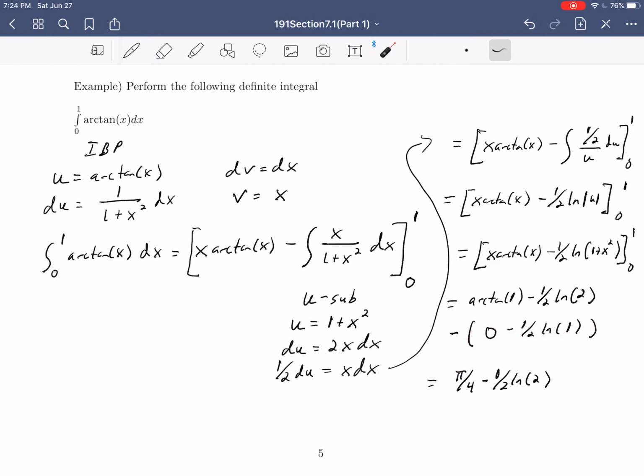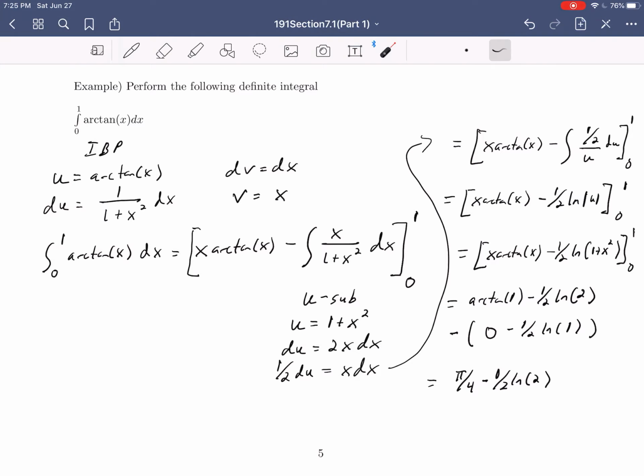There we go. So not only did we figure out the antiderivative of arctangent of x, we actually did that along the way. We figured it out right here. The antiderivative of arctan of x is x arctan x minus 1/2 ln of 1 plus x squared. But we also evaluated it from 0 to 1 and got this value.